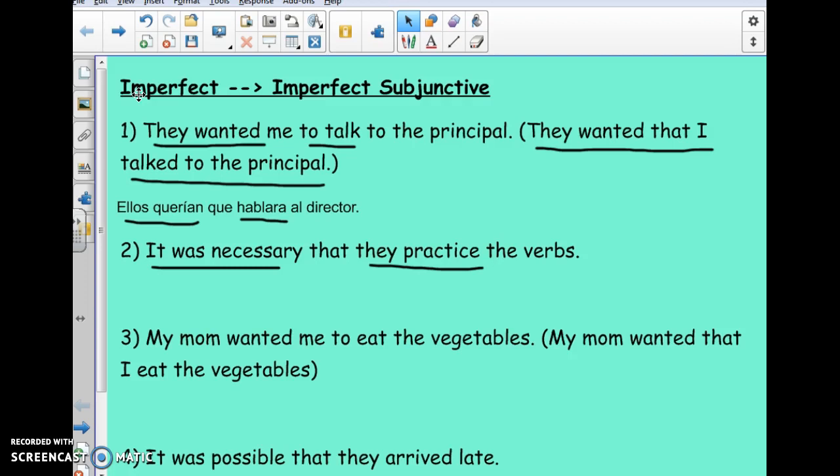So I would have you guys please finish that up. And then you're also going to see on Schoology something labeled imperfect subjunctive sentences for homework. And that is what I had our class do for homework today. So I want you to give that a try, and we will go over it in class tomorrow.